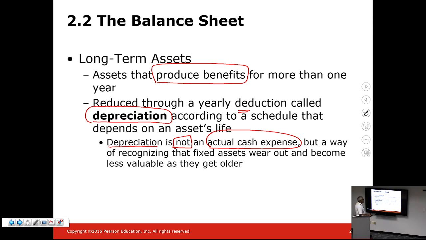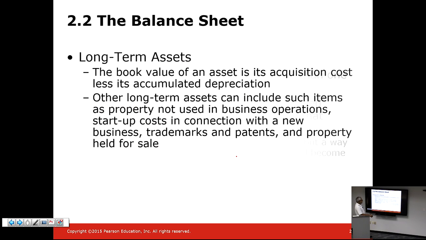And the understanding here is that the company is setting aside a fixed sum of money every year so that when the asset becomes older, they are able to replace that asset, so that they have money available to replace it. That's the idea behind depreciation.